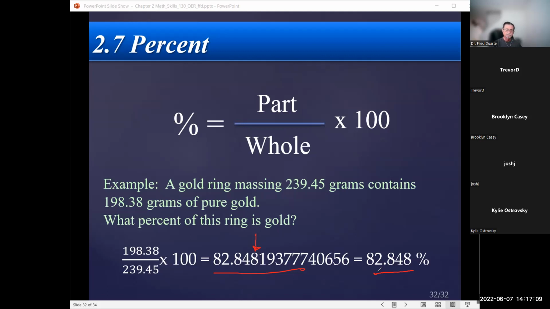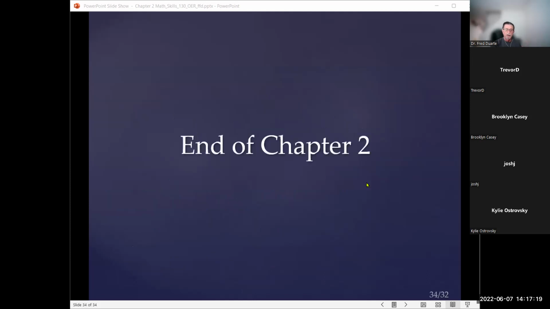Okay? All right. Pretty straightforward. Nothing too complicated with respect to mathematics, it's just the ratio, right? Which brings us to the end of chapter 2. All right, any questions?